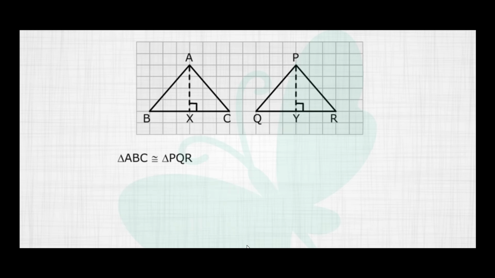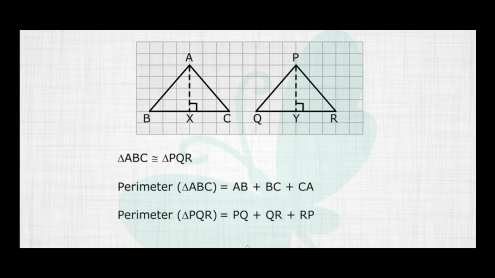What about the perimeter? Perimeter is the sum of the three sides, AB plus BC plus CA. And in the case of PQR, it is PQ plus QR plus RP. Now, since the two triangles are congruent, their sides are equal. So the sum of the sides will obviously be equal. So they will have the same perimeter.